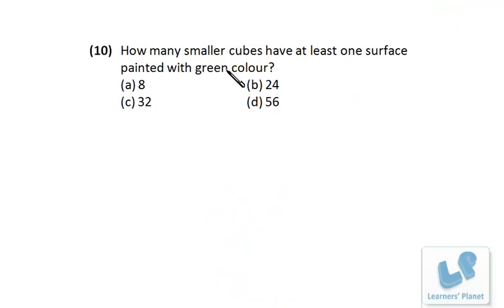Now this one, how many smaller cubes have at least one surface painted with green color? Now we know the top face and the bottom face, both of them are colored in green, right? So maybe corner pieces may have more than one color, but every piece, that means top 16 pieces, will be having at least one green side.